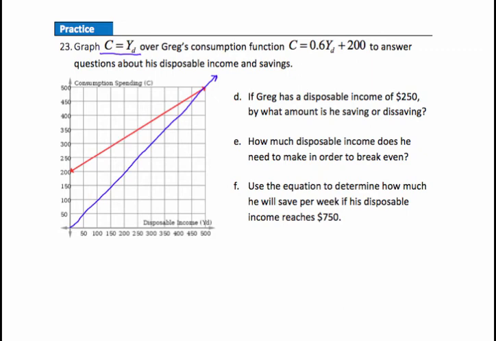So let's see, if Greg has a disposable income of $250, by what amount is he saving or dissaving? So at $250, it's not looking good for Greg. Break even would be $250, right? He's spending $350. So he's spending $100 more than he actually makes. So he is dissaving $100 each week.